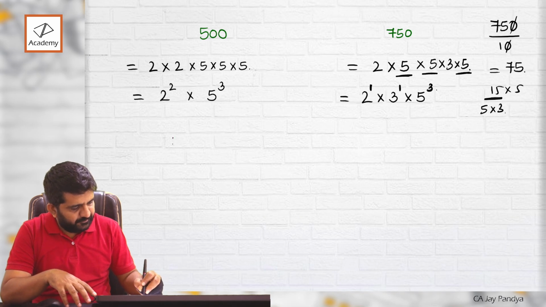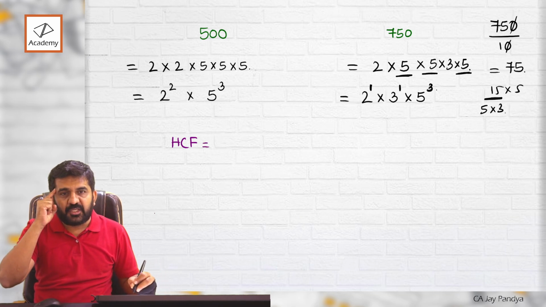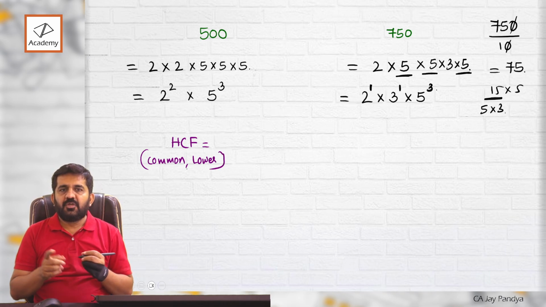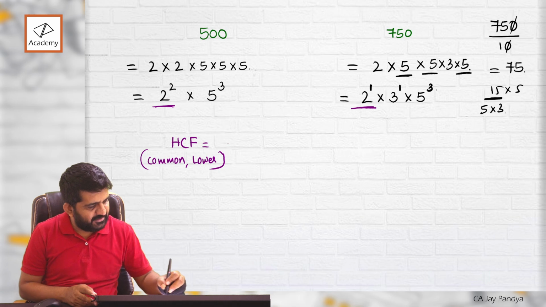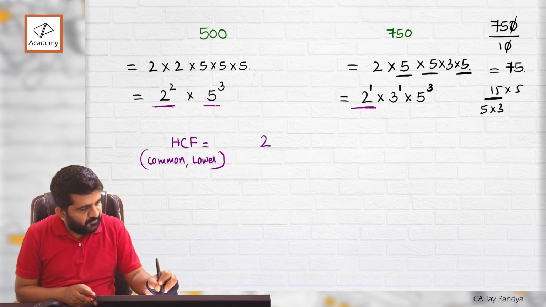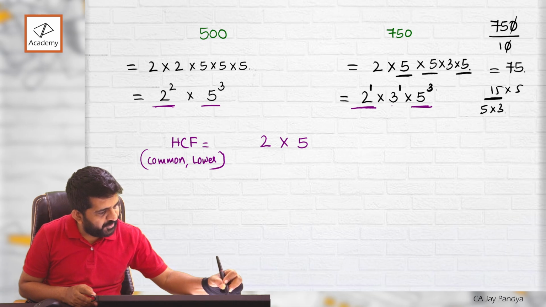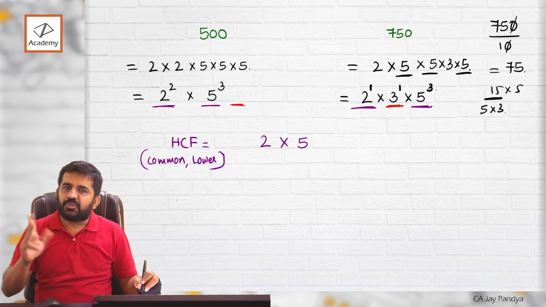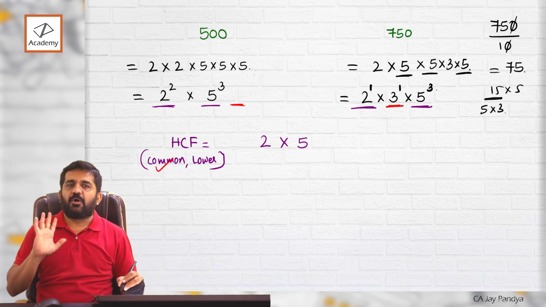Now, easy thing. HCF. Whenever you think of HCF, remember these two words: common, lower. First, let us take out common numbers. Is 2 over here, 2 over here? Yes. So 2 is common. 5 over here, 5 over here? Yes. Common. 3 is over here, but it is not on the left-hand side, right? So 3 is not a common number, forget it. First, we have taken out common numbers.